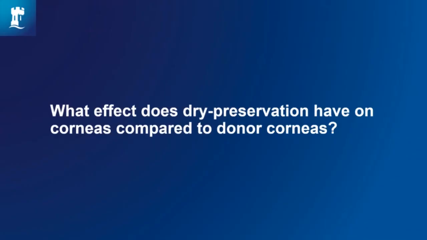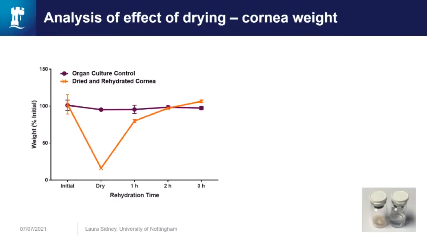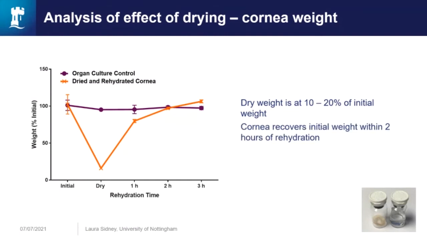So down to the science. So what effect does drying have on these corneas compared to donor corneas? So obviously when we dry, we take all the water out. So the weight of the cornea goes down and the dry weight is at about 10 to 20% of initial weight. And then we can apply our rehydration solution and the cornea recovers this initial weight within about 2 hours. It's at about 80% at 1 hour. And some of the surgeons we work with have said that they're workable at 1 hour because there's a level of up and down in the weight anyway, depending on where it is.